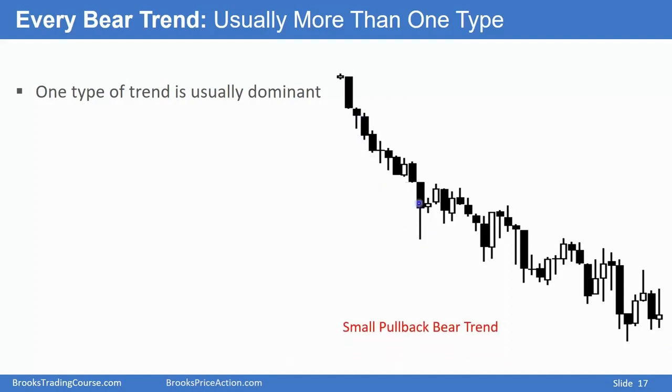I would call this a small pullback bear trend. All the pullbacks are really small. It's the strongest type of bear trend on a higher time frame chart. This entire sell-off is a breakout, a bear breakout.